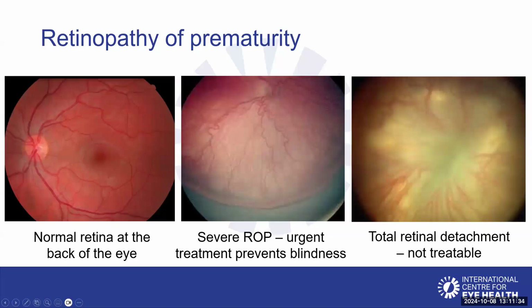For those of you who are not familiar with retinopathy of prematurity, the slide on the left is a normal retina with normal looking blood vessels. And the slide in the middle is severe ROP, which is sometimes called type 1 ROP. Without treatment at this stage, 15% of babies will go on to total irreversible blindness from detachment of the retina, which is what you see on the right. This usually affects both eyes symmetrically. And when you've got a scrunched up retina like that, there's nothing that can be done.